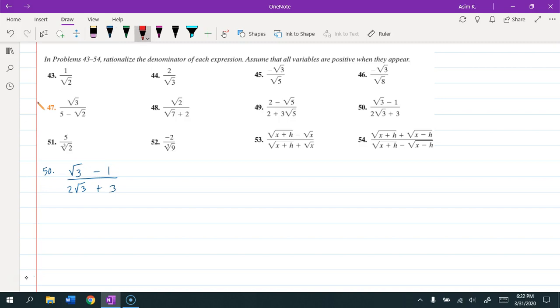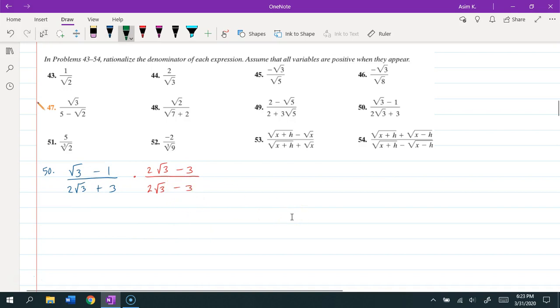Step number 1, multiply by the conjugate. And if you're wondering why the conjugate is there again, it's because if you go back, you'll realize this is 2 terms we're looking at, right? You got 2 terms here. You got 2 terms, you're always going to multiply by the conjugate, right? So 2 root 3 minus 3 in the bottom and the top. Notice how I changed the plus sign to a minus sign, okay?